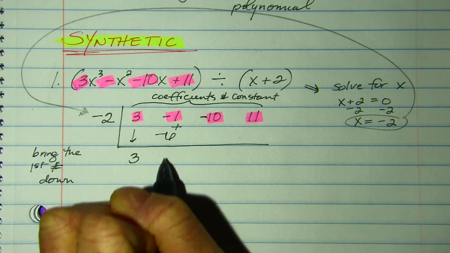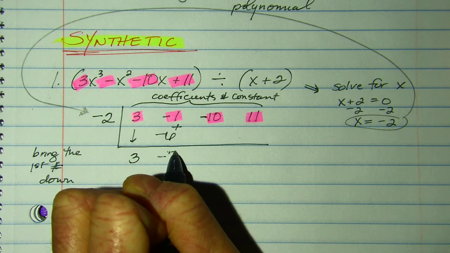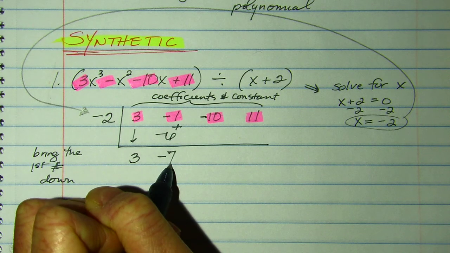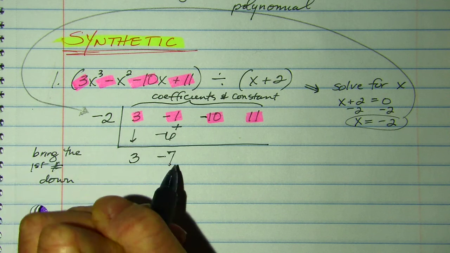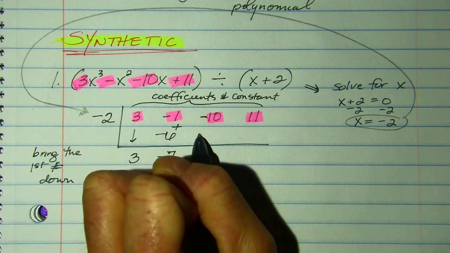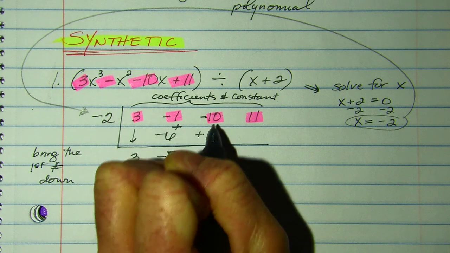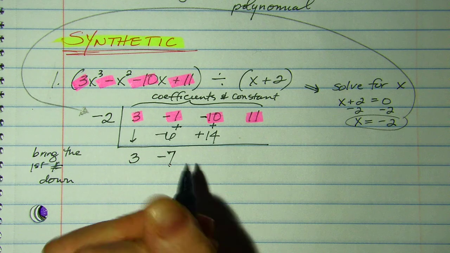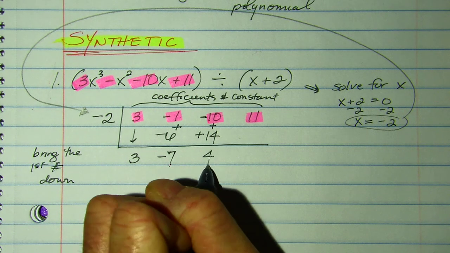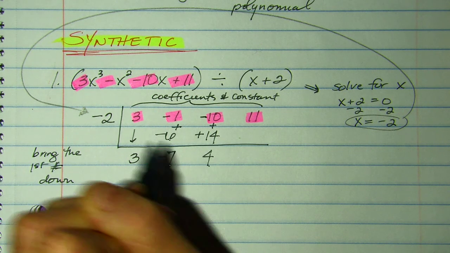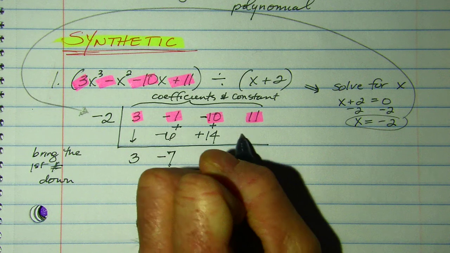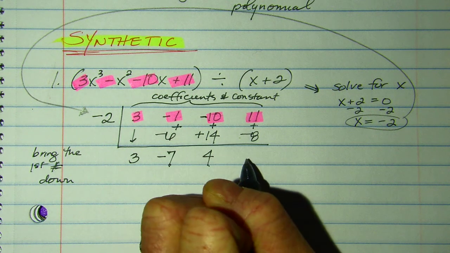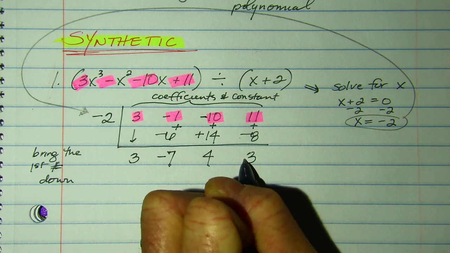So negative 1 plus negative 6 is negative 7. I'm going to repeat. Multiply the new number by the number outside of our house. So negative 7 times negative 2 is positive 14. Add to come down. Negative 10 plus 14 is 4. Multiply the new number times the number on the outside. Add to come down. 11 plus a negative 8, or 11 minus 8, is 3.